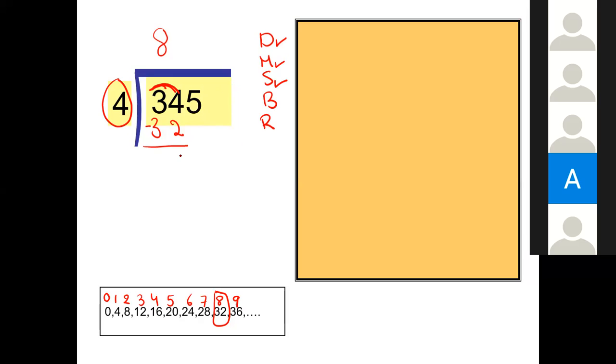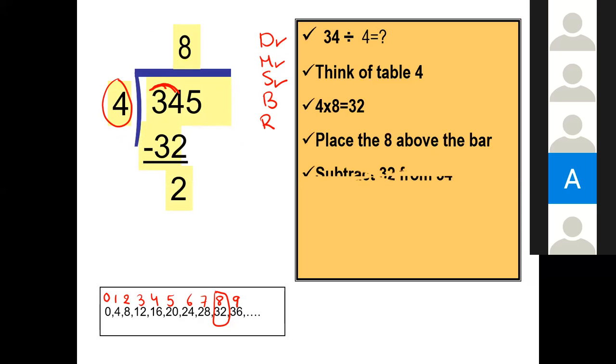Okay? Is it clear? Yes. So when we choose the closest number, we have to subtract both. 8 up, 32 down. If we subtract them, the answer will be 2. Okay, we have finished the subtraction.